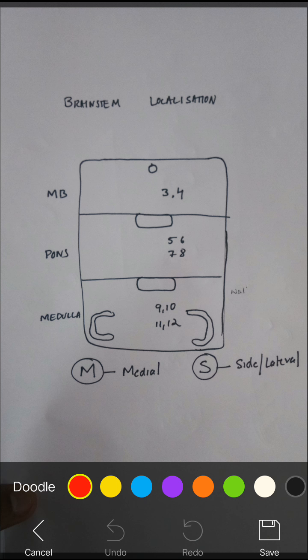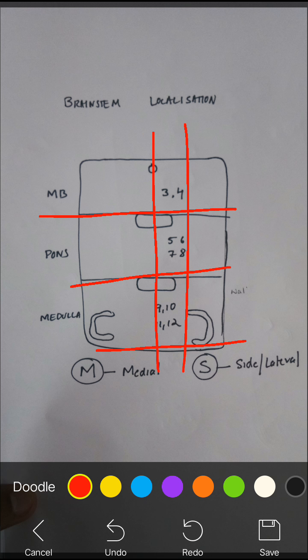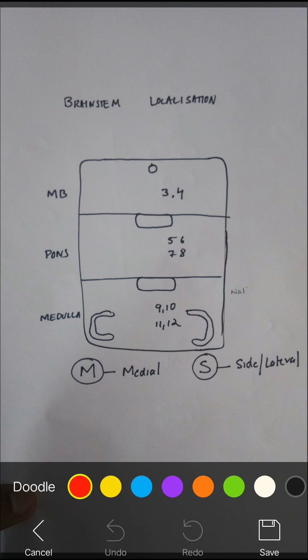The second thing is how do we tell that it is midbrain, pons or medulla. And the third thing we have to tell is whether it is medial midbrain or lateral midbrain, medial pons or lateral pons, medial medulla or lateral medulla. It is very easily identified by knowing the cranial nerves.